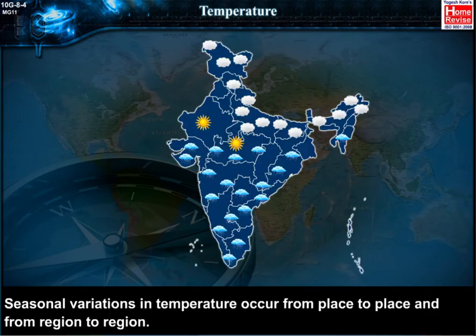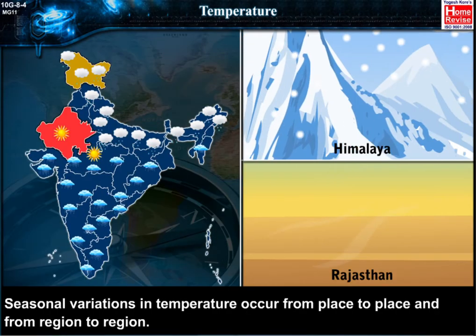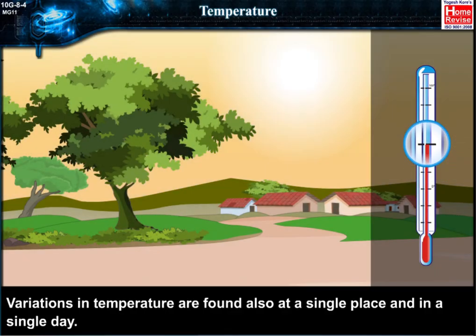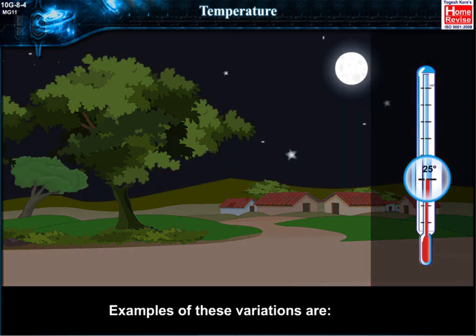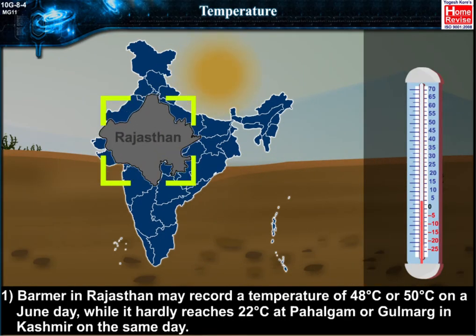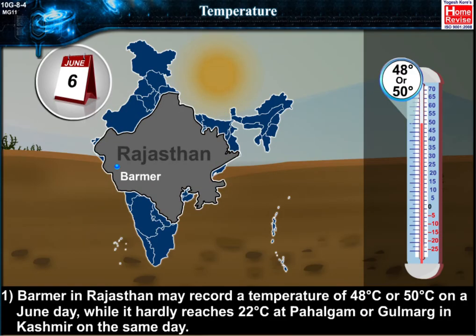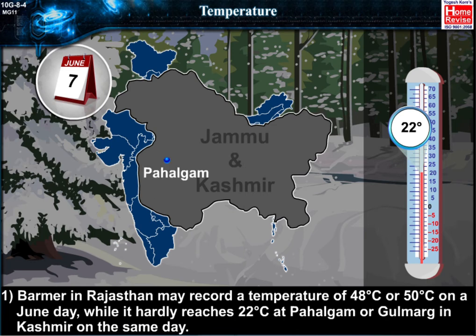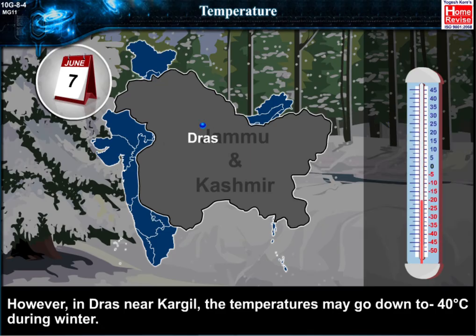Temperature. Seasonal variations in temperature occur from place to place and from region to region. Variations in temperature are found also at a single place and in a single day. Examples of these variations are: 1. Barmer in Rajasthan may record a temperature of 48°C or 50°C on a June day, while it hardly reaches 22°C at Pahalgam or Gulmarg in Kashmir on the same day. However, in Dras, near Kargil, the temperatures may go down to minus 40°C during winter.